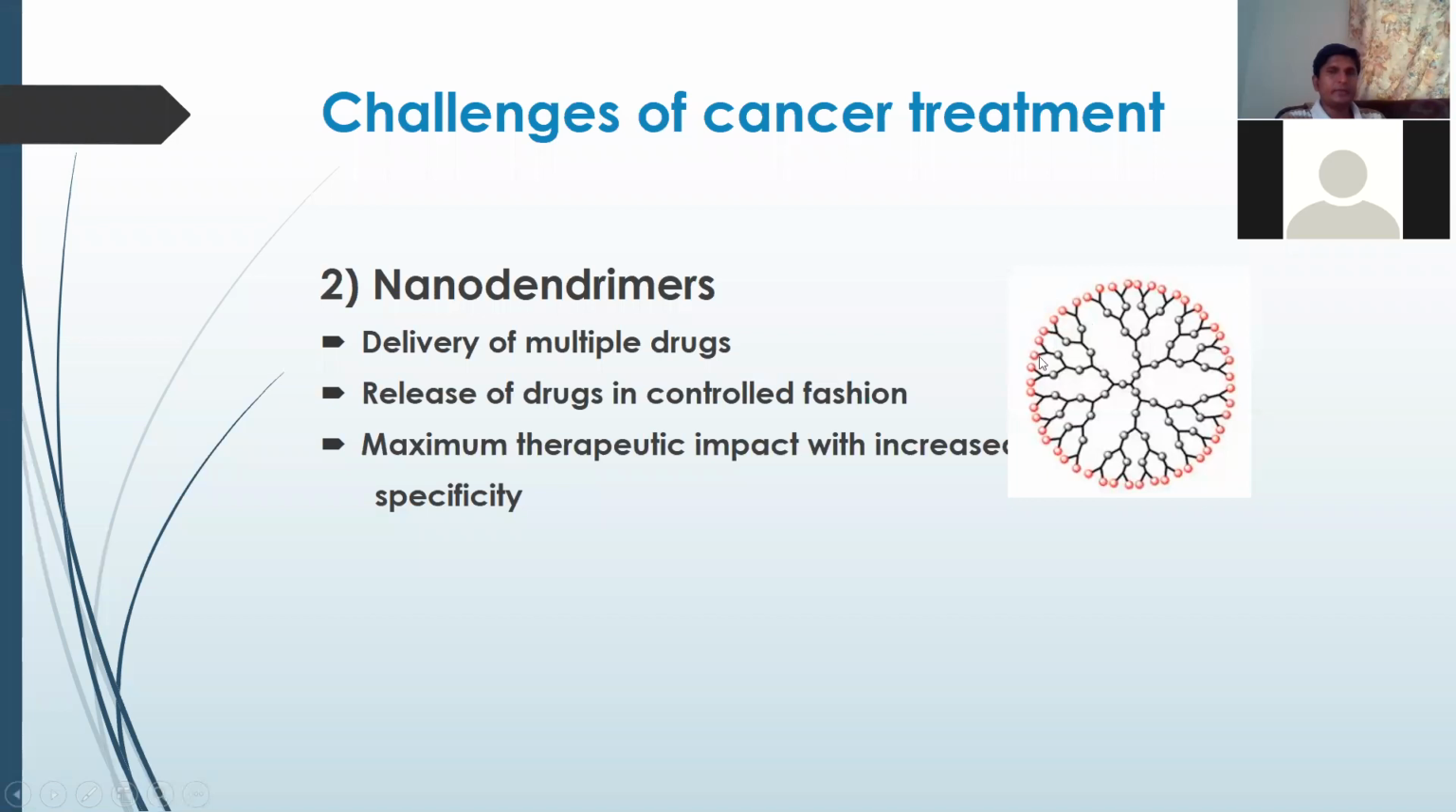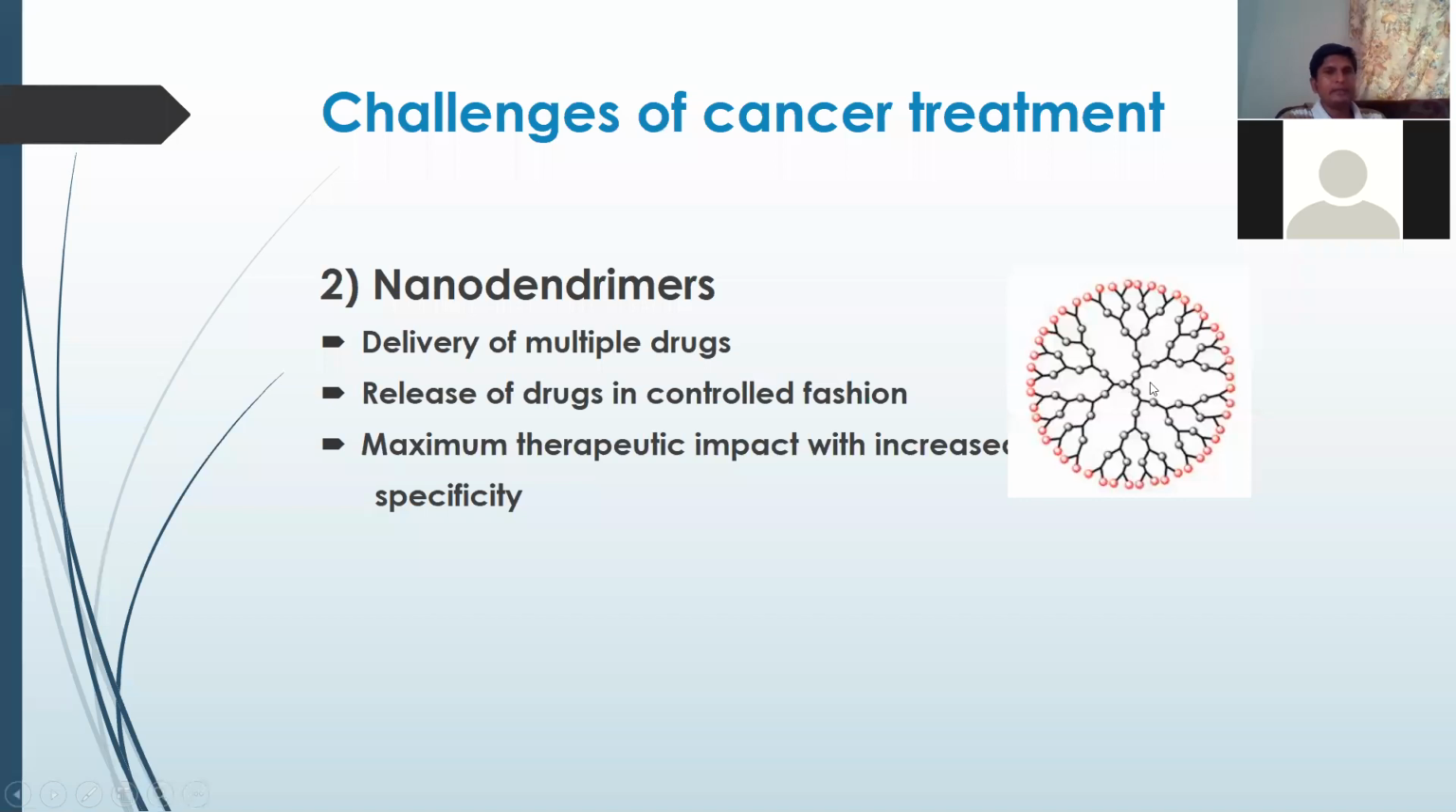So these dendrimers could be stuffed with multiple drugs. This is the shape of the dendrimer. Many drugs could be stuffed in these dendrimers. For example, one drug could be stuffed here, another drug could be stuffed here, and if you have another drug, that could be stuffed here. So multiple drugs could be delivered by using these nanodendrimers in a very specific and very controlled fashion to the cancer tumors.